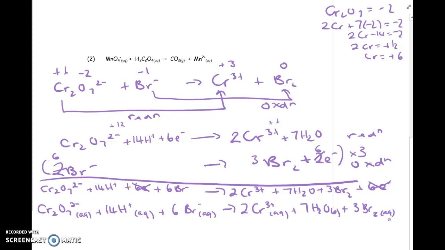And then I need to check my charge to make sure it's balanced and check my matter. So 2 chromium, 2 chromium, 7 oxygen, 7 oxygen, 14 hydrogen ions, 14, 6 bromide, 6 bromine. Check the charge, 2 negative, add 14 positive is 12 positive. Take 6 is 6 positive, 2 3s is 6 positive, so it is now balanced.